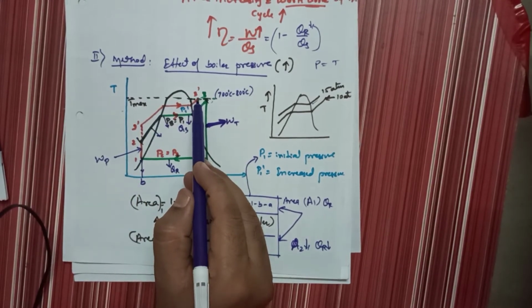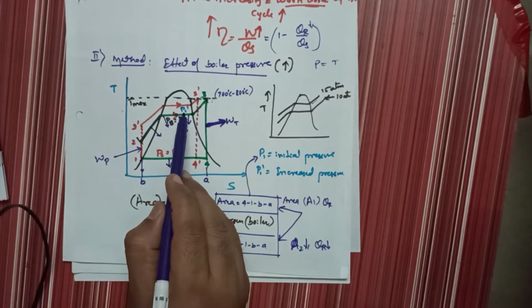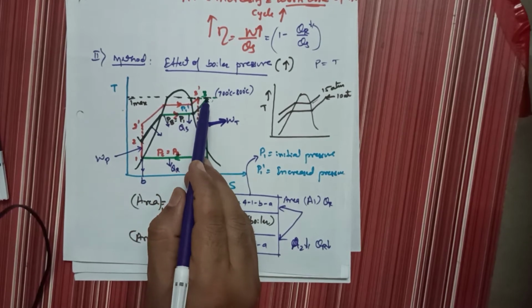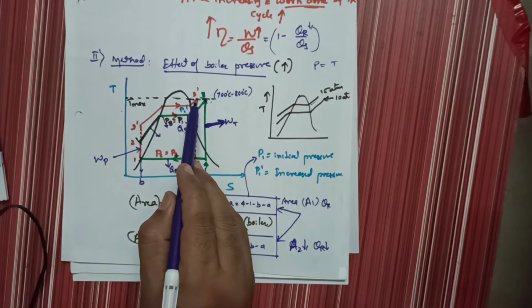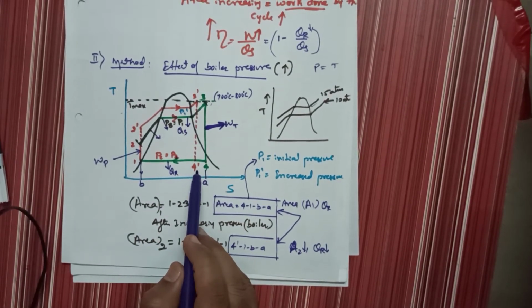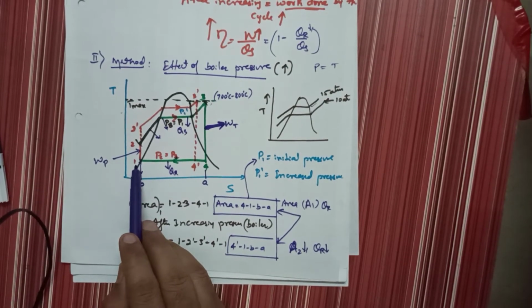The pressure is increased. Example, I am telling you 10 and 15. Now the increased pressure is P1 dash. So due to the increase in pressure, point number 3 will shift towards the left. Obviously, 3 dash to 4 dash is expansion in the turbine. Again, 4 dash to 1 is heat rejection in the condenser.